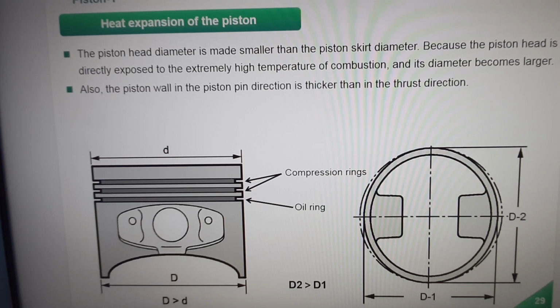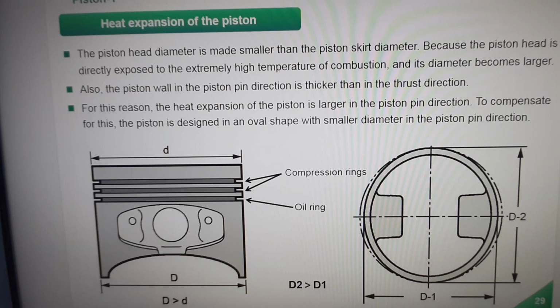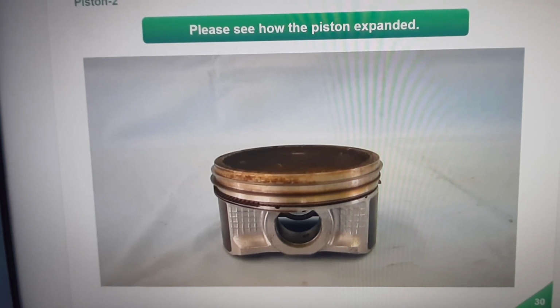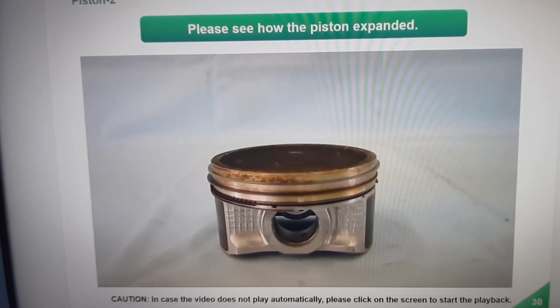Also, the piston wall in the piston pin direction is thicker than that in the thrust direction. For this reason, the heat expansion of the piston is larger in the piston pin direction. To compensate for this, the piston is designed in an oval shape with smaller diameter in the piston pin direction. This video shows how the piston is expanded. After watching this, you can intuitively understand pistons.